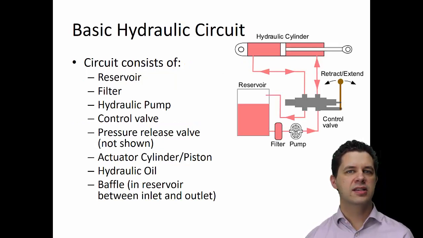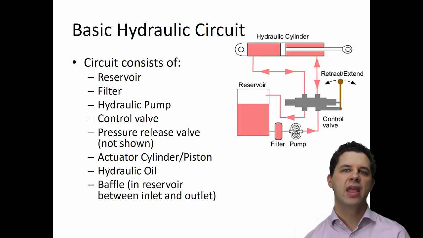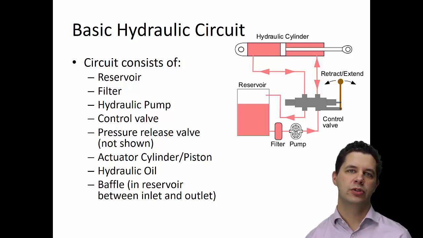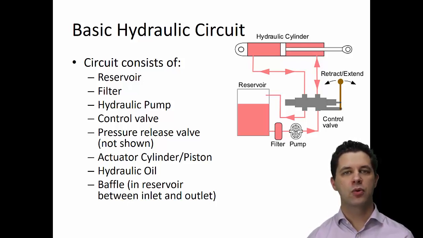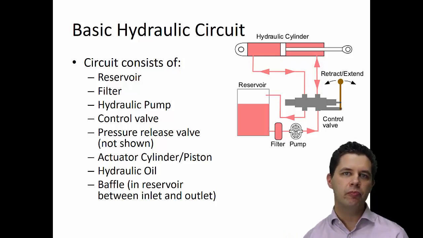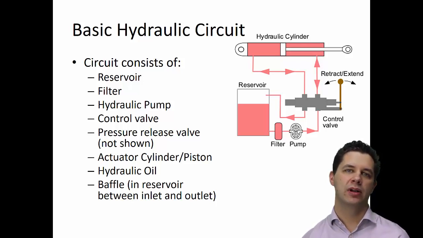Our basic circuit consists of a reservoir full of oil, or the sort of liquid that we're using, and we have a filter associated with it. There's a hydraulic pump there that will pump the oil around our system, and a control valve which allows us to select where we'll actually be pumping the oil to. Is it going to go, for example, into this inlet of the actuator or this inlet of the actuator? We then have our actuator, consisting of a cylinder and pistons, which may have several different inlets that we can pump the oil into.